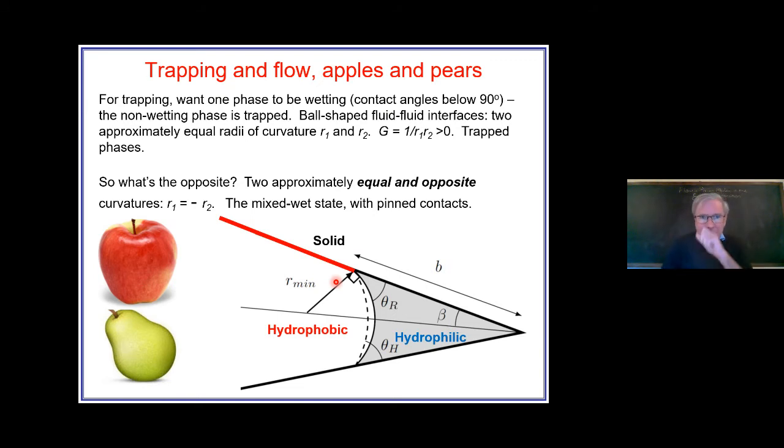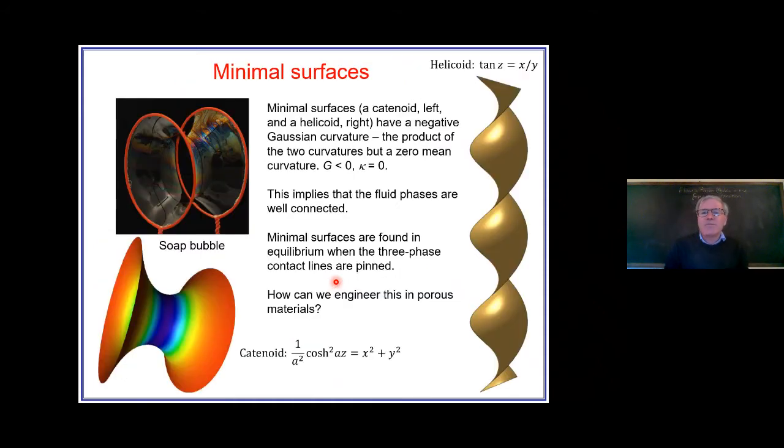And it turns out that if you pin where the three-phase contact is and you minimize surface energy, you end up with these so-called minimal surfaces that have these equal and opposite curvatures.